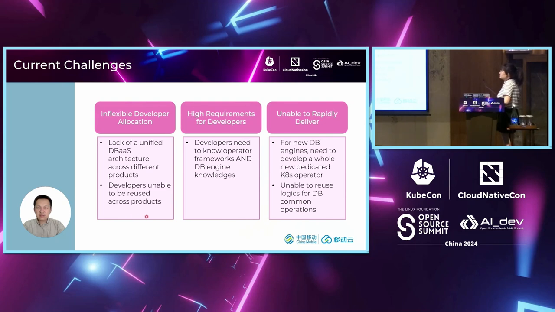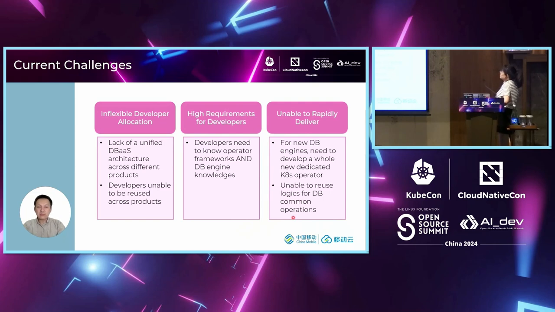Our first challenge is that we develop different operators for different DB engines. These operators are so different that the operator developers for engine A are unable to quickly switch to developing the operator for engine B. This leads to inflexible dev resource allocation. Furthermore, it places high demands on developers. They not only need to understand the principles of the DB engine itself, but also need to be familiar with the entire operator framework. Although there are some existing frameworks available, they still pose high requirements for developers. This makes it difficult to quickly add productive developers to the team.